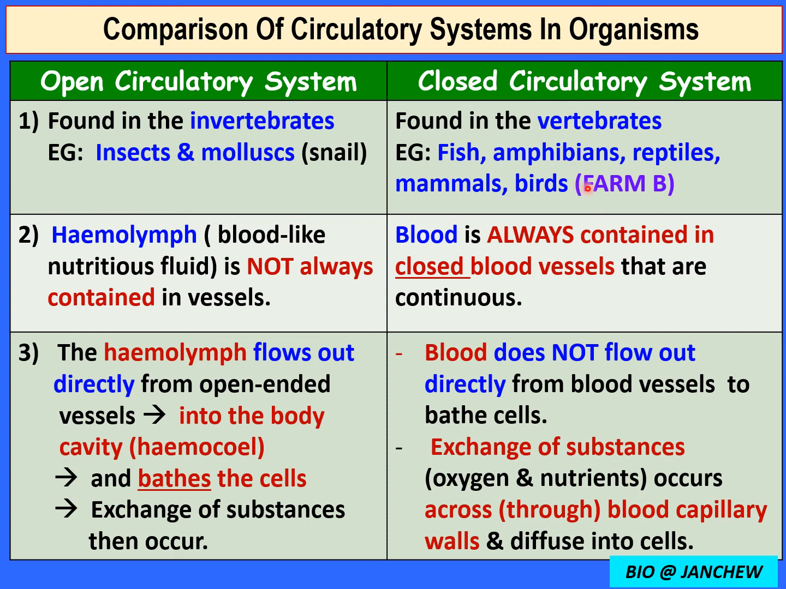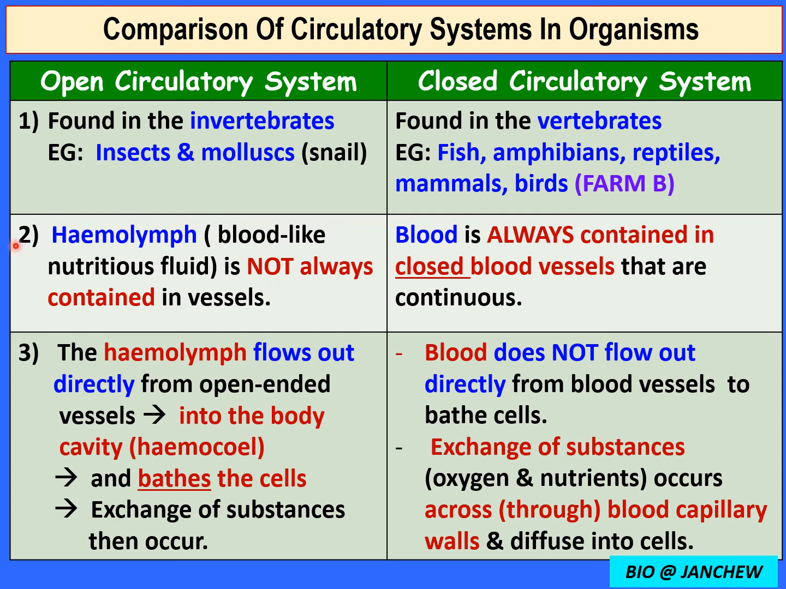Look at this acronym, which is a very good acronym for the 5 classes of vertebrates. F for fish, A for amphibians, R for reptiles, M for mammals, and B for birds. Okay, so do use this acronym to remember the 5 classes of vertebrates.